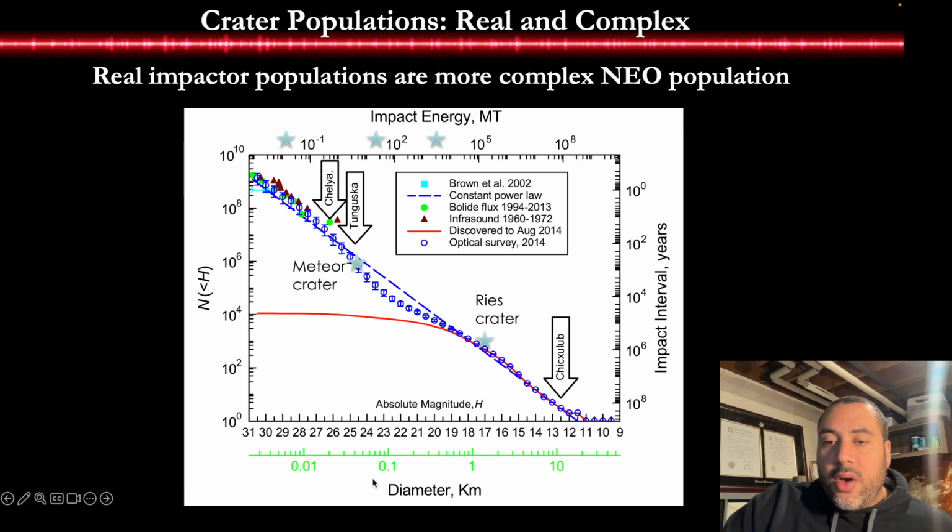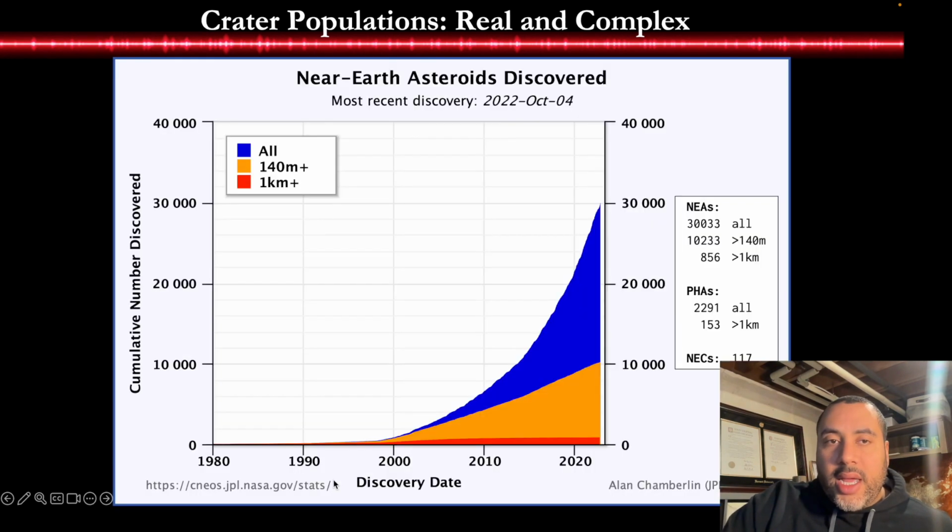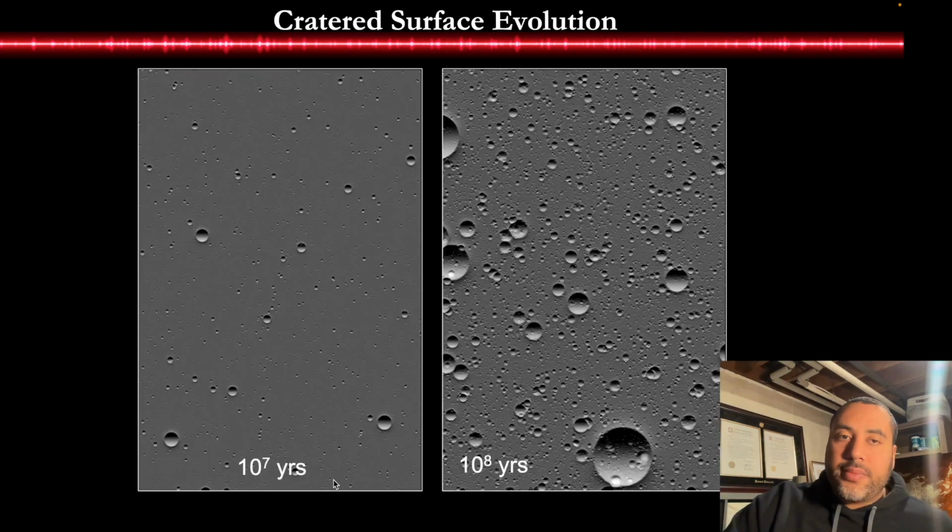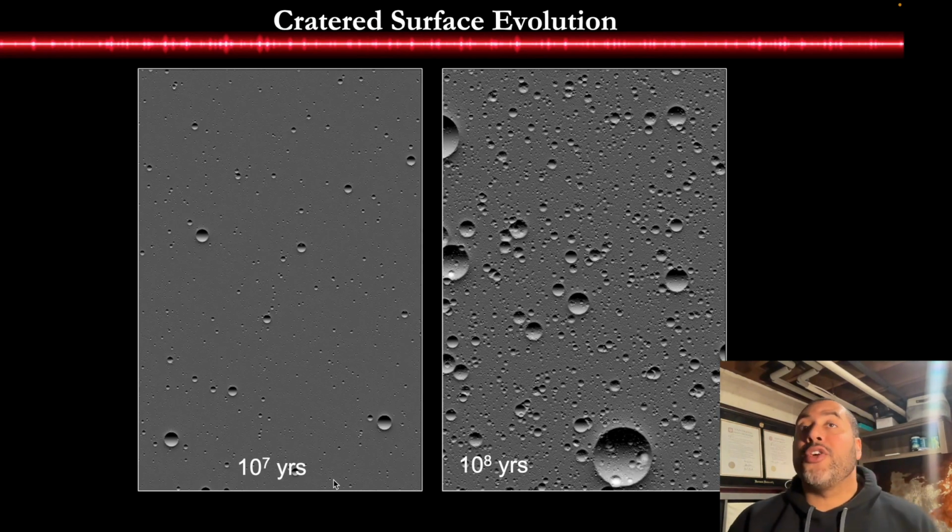Okay, so let's go on and take a look at cratered surface evolution. This is an example of a 10 million year old surface compared to a 100 million year old surface. Looking at these, it would probably be easy, even without doing any crater density estimates, to tell that the image on the right is older, because there are more and larger craters per unit area.